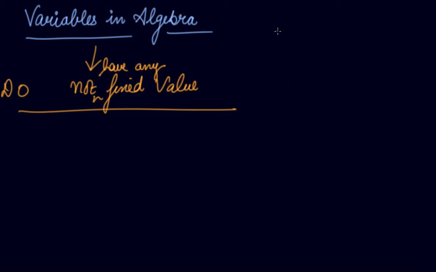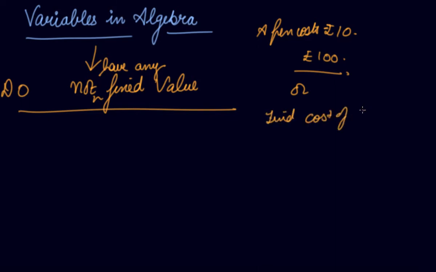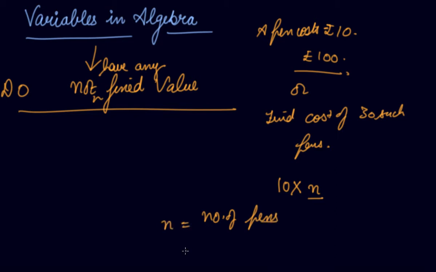Which means that if a pen costs rupees 10, and we have to find out how many pens will cost rupees 100, or we need to find the cost of 30 such pens. In that case, see, if the cost of one pen is 10, the cost of n pens will be 10 into n, where n is equal to the number of pens. If the number of pens is, let's say, 10, the cost is 100. If the number of pens is 20, the cost will be 200. If the number of pens is 30, the cost will be 300. So, the value of the variable depends upon what they have asked you to find out.